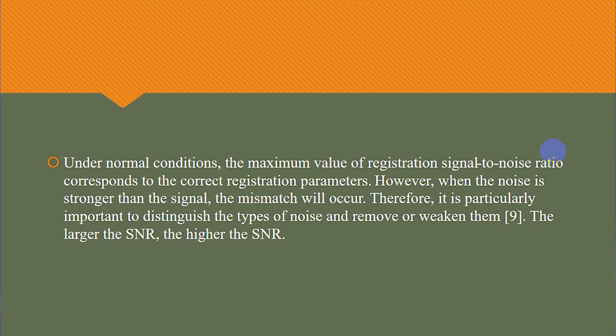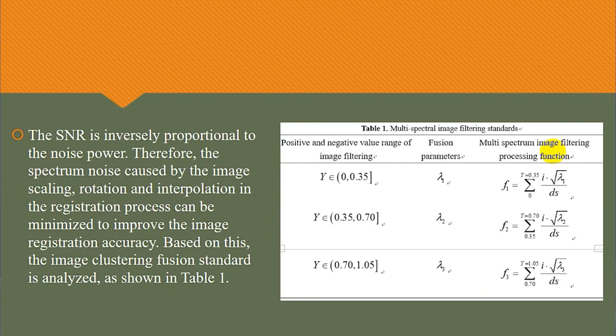The larger the SNR, the higher the registration accuracy. The SNR is inversely proportional to the noise power. Therefore, the spectrum noise caused by the image scaling, rotation and interpolation in the registration process can be minimized to improve the image registration accuracy. Based on this, the image clustering fusion standard is analyzed, as shown in Table 1.